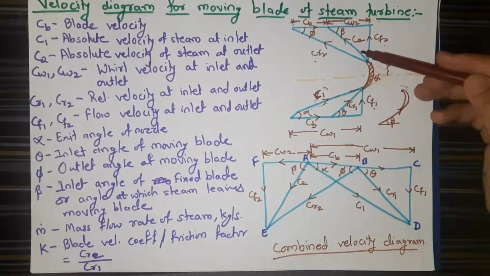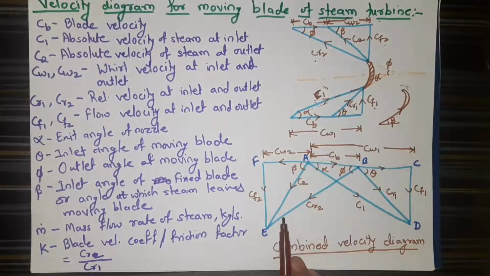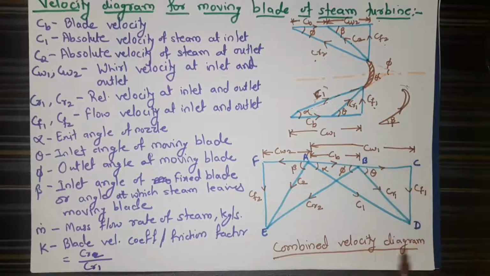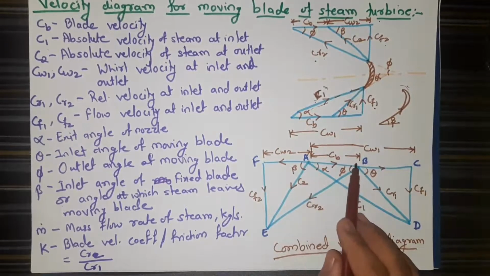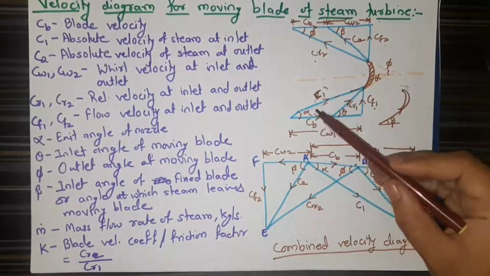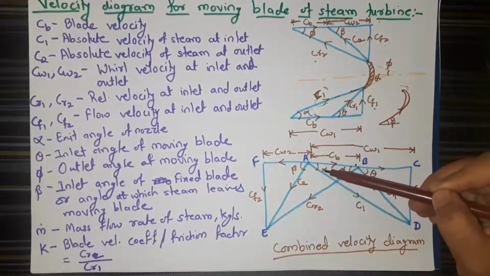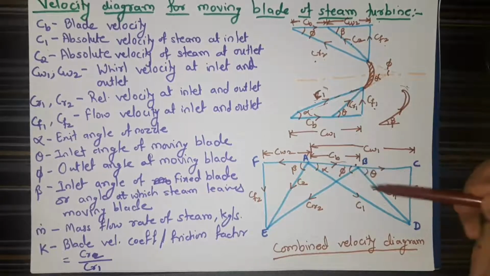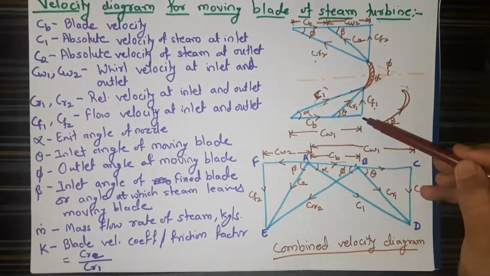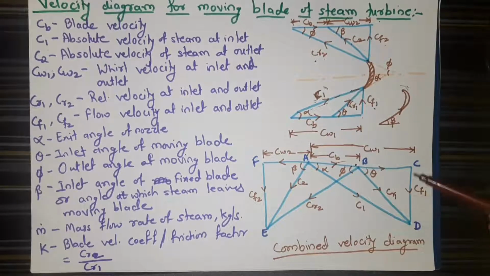For simplicity, these two velocity triangles are combined together in this diagram. So here you can see this is the outlet velocity triangle, and here it is the inlet velocity triangle. So you can see here, this is CB, C1, and alpha is the angle between the CB and C1. So this is the angle alpha. Component of C1 is CW1. So you can see here also CW1, and another component is CF1. So this is the vertical component, that is CF1.